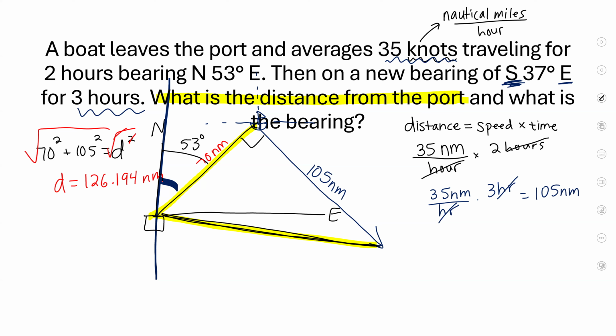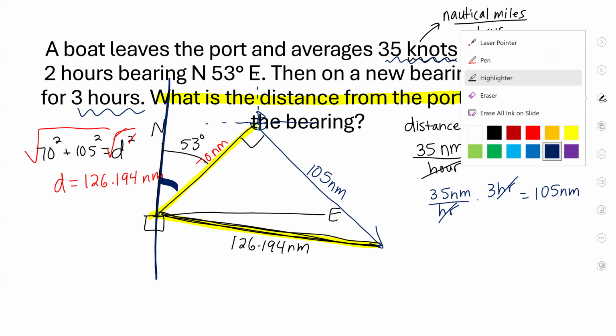126.194 nautical miles. So that's my distance. I'll write it in my picture: 126.194 nautical miles. I use the Pythagorean theorem to find the distance because this is the hypotenuse of the triangle that was formed. Now let's answer the next question.